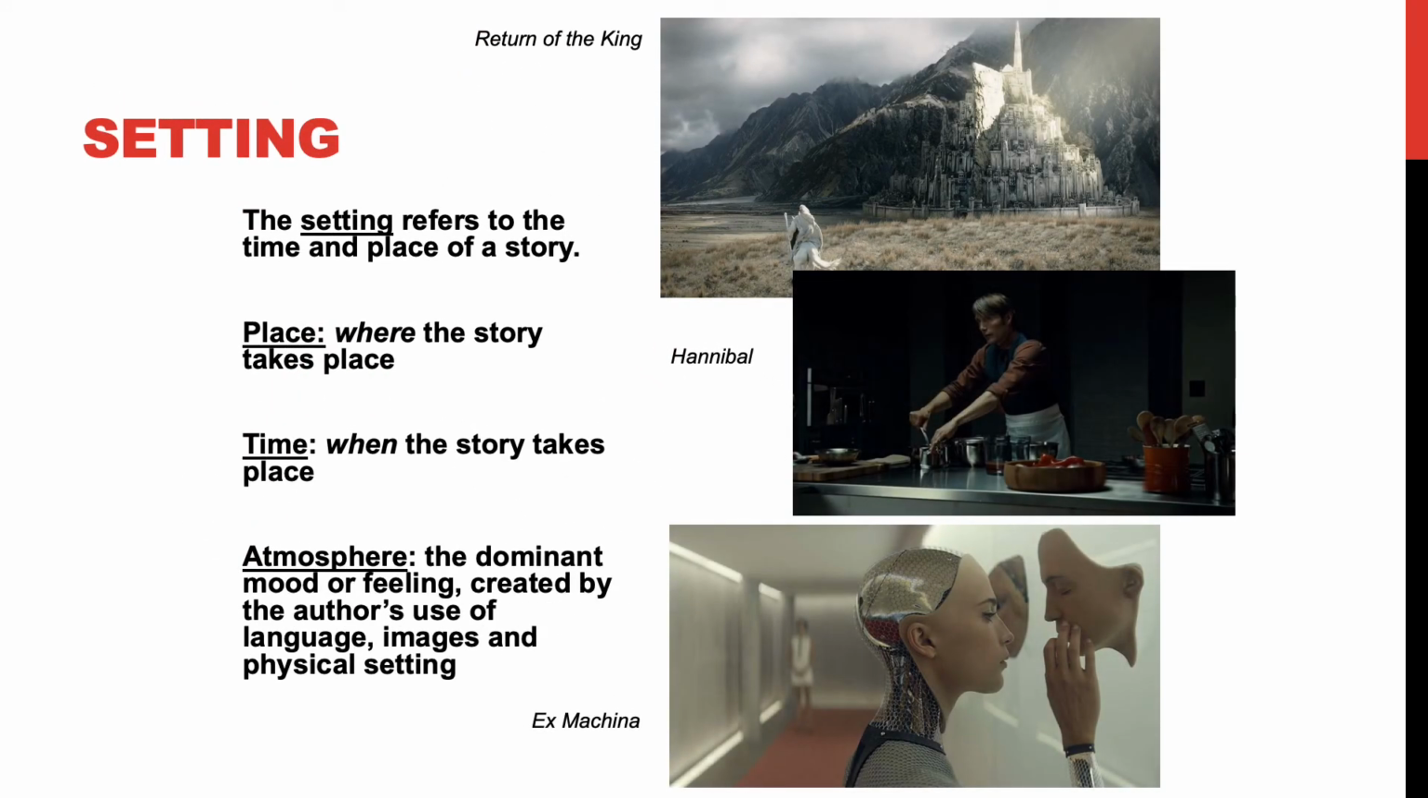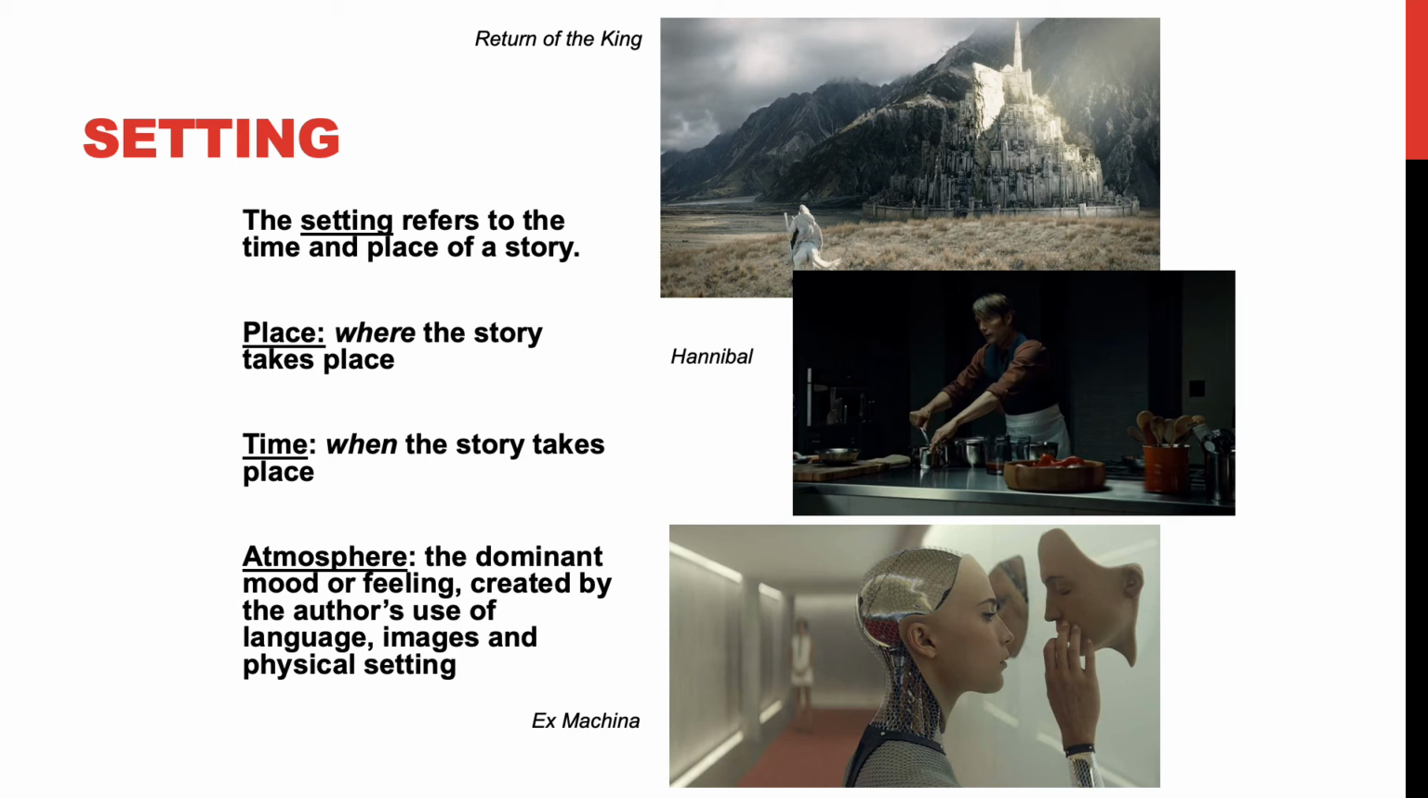Next up, we have setting. The setting refers to the time and place of a story. Place is the where, when it comes to where a story takes place. Time is the when a story takes place. And atmosphere is often the dominant mood or feeling created by the author's use of language, images, and physical setting.